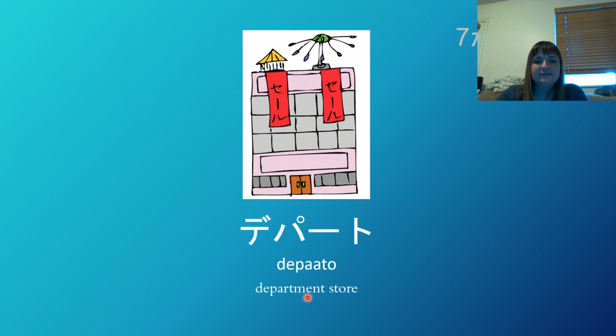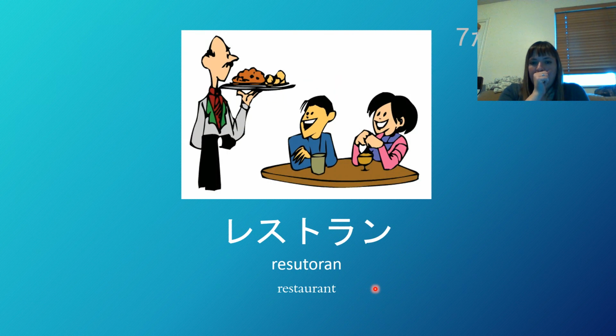Okay, next one is デパート, right? As you can see, this means department store. If you want to try, see if you can read what the sign says. See if you can figure it out. Okay, so デパート is department store. This is レストラン. I think you guys have seen this pop up a few times on your katakana worksheet. So レストラン is a word for restaurant.